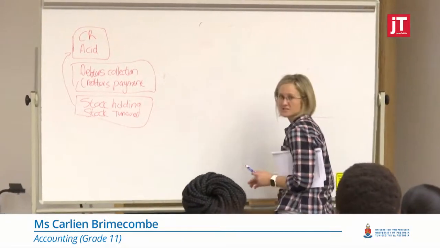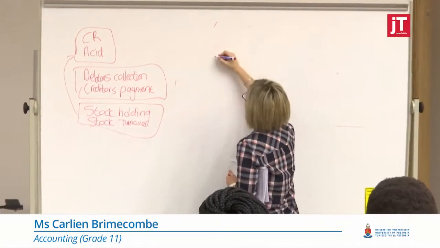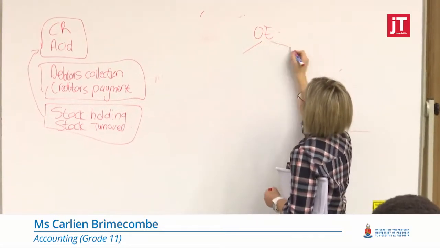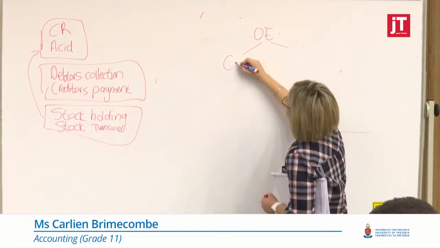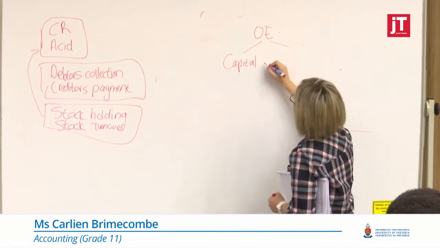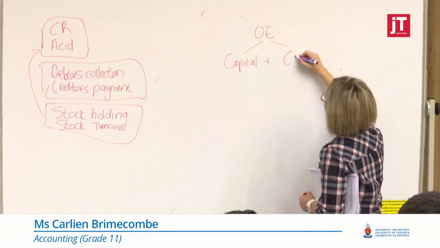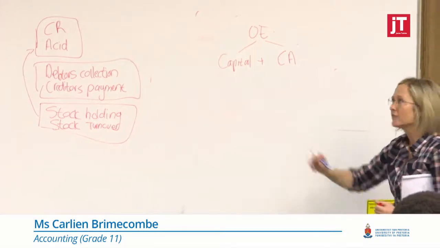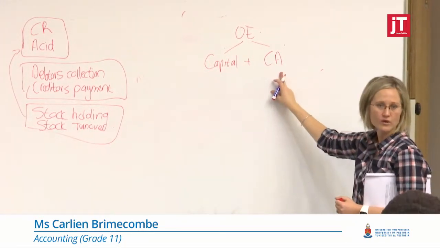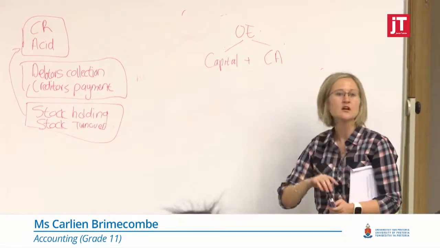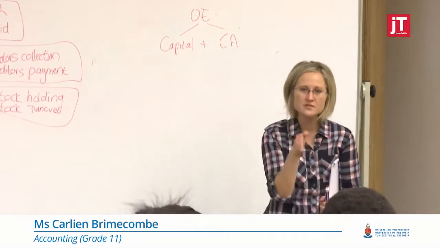I'll answer questions now after I've explained here. Owner's equity consists of capital plus current account. Now the current account can have a debit or a credit balance. So let's go and have a look at the capital. But we're not going to look at the average. We are busy with 2015, so go and look at the figures of 2015.